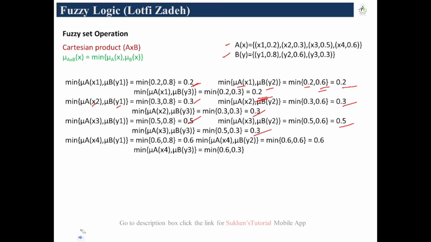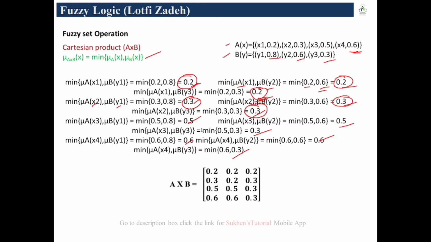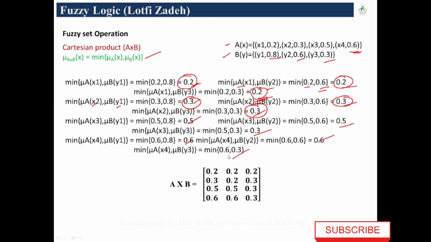And the last one: 0.6 and 0.8, the minimum is 0.6. 0.6 and 0.6, the minimum is 0.6. 0.6 and 0.3, the minimum is 0.3. So basically the first row is 0.2, 0.2, 0.2. This is the result using this formula, and the result looks like this. So this is the Cartesian product in fuzzy set operation. Okay, thank you.